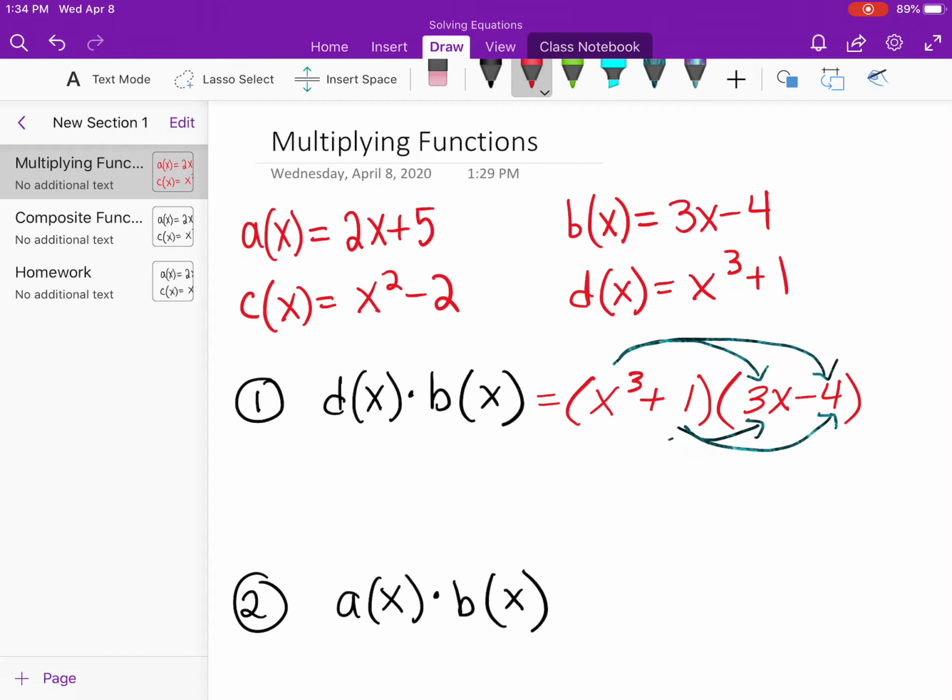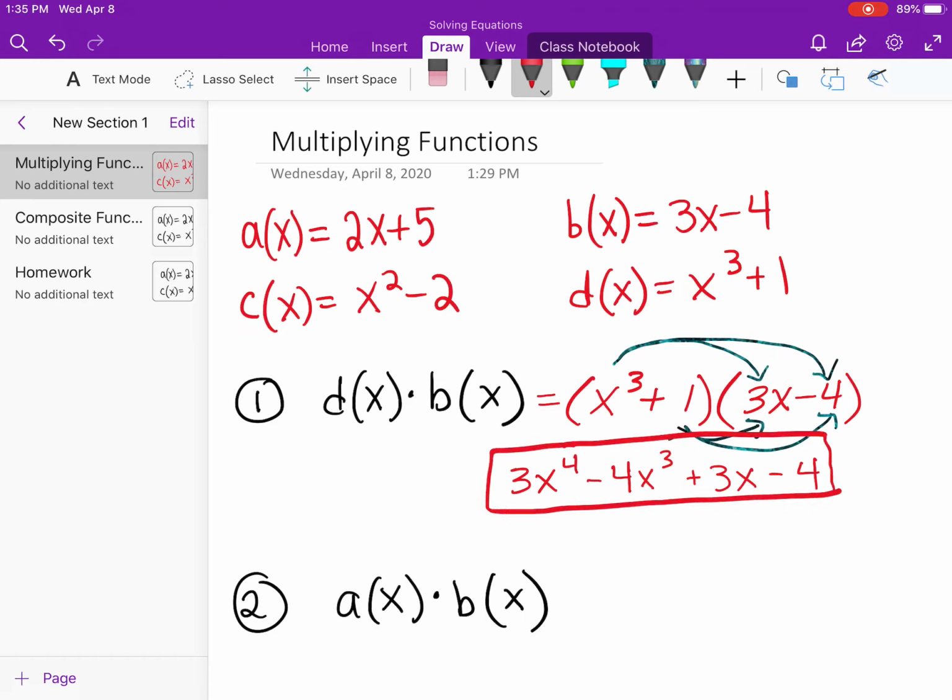X to the third times 3x would be 3x to the fourth. And then x to the third times negative 4 would be negative 4x to the third. Then we're going to multiply the inside terms. 1 times 3x would just be plus 3x. And then 1 times negative 4 would be minus 4. Then the next thing you would have to do is look to see if there's any like terms that you can combine. On this problem, there are no like terms to be combined. So I'm just going to put a box around it. That is my final answer.